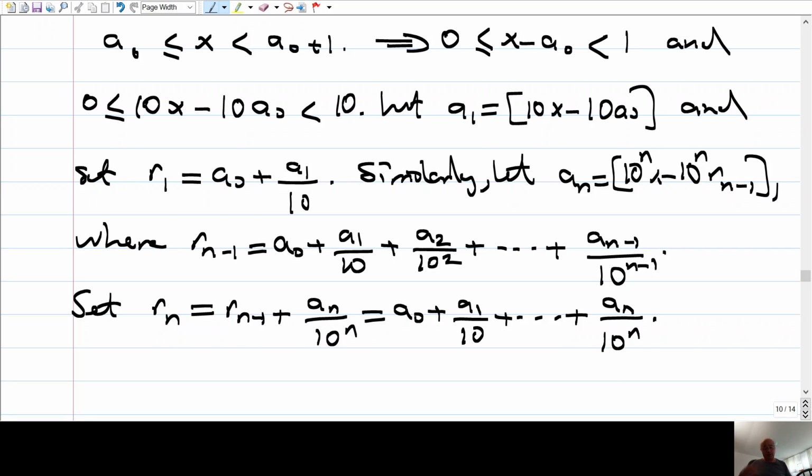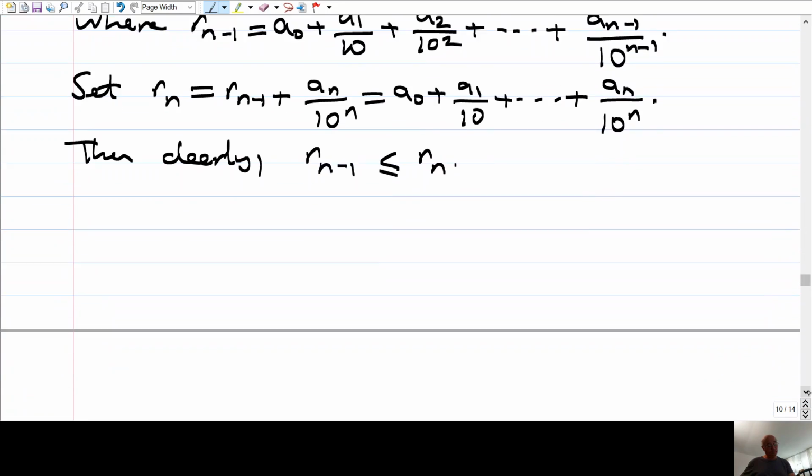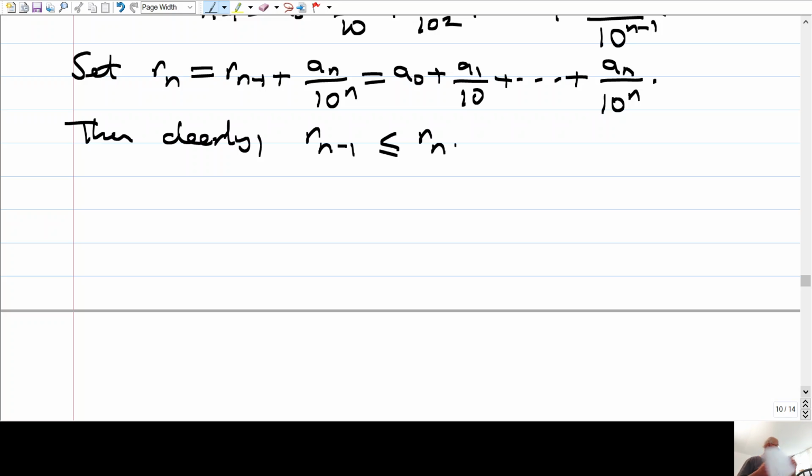Okay. All right. Then clearly we have this: Rn minus 1 is less than Rn, because Rn is just Rn minus 1 plus something positive. All right. Okay. Well, we claim that this Rn satisfies the property we stated in the proposition.